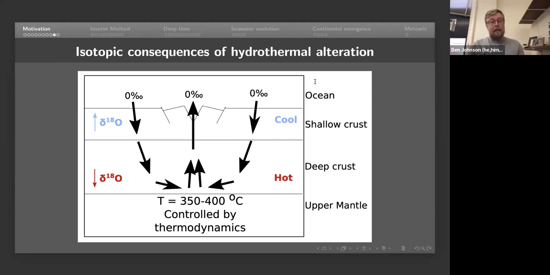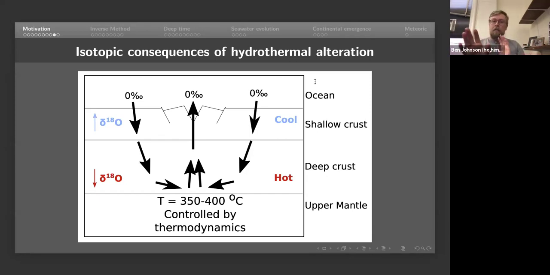This water, as it descends, once it heats up to a temperature of about 350 to 400 degrees C, reaches its maximum buoyancy, and it will be driven to return quickly towards the surface. It comes out at hydrothermal vents, in settings like mid-ocean ridges today. So we think that this should be a relatively constant thing through Earth history. This is a thermodynamic control on the temperature that seawater gets to before it wants to return back up to the surface.